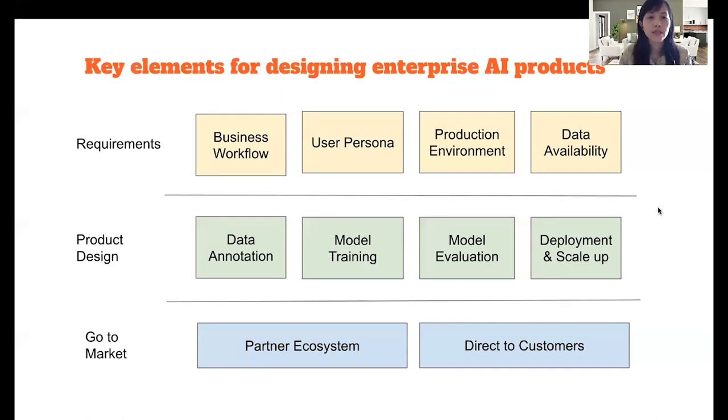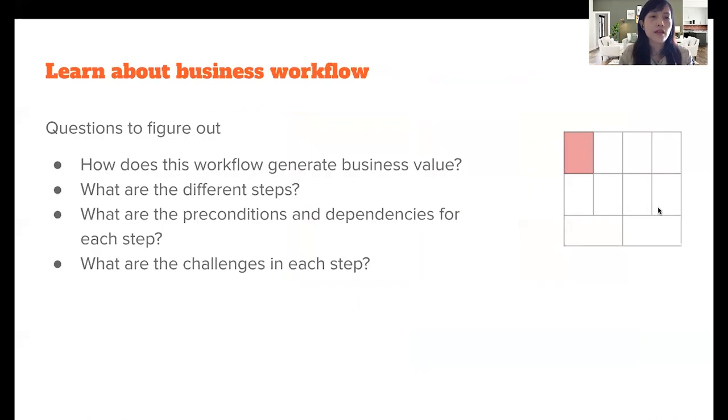So with all these key elements in mind, let's take a look at each of these steps to learn about some details of how we can put together an AI product system by following this framework. Let's start with understanding the business workflow.